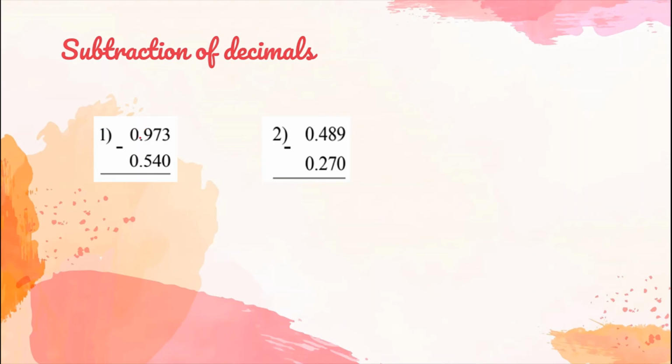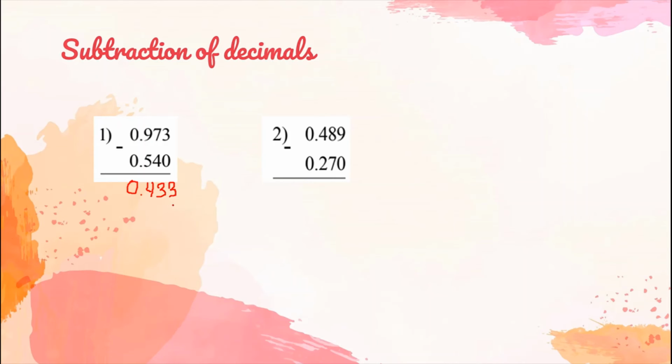Let's check our decimal point if it is properly aligned. Check. Since the decimal point is already aligned, we can now continue subtracting. 3 minus 0 is still 3. 7 minus 4 is 3. 9 minus 5 is 4. Place the decimal point, and 0 minus 0 is 0. So for our answer, we have 433 thousandths.